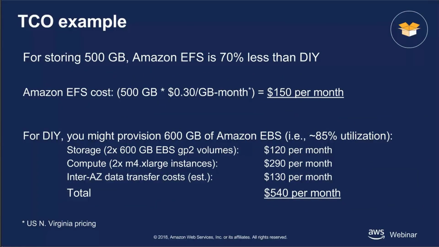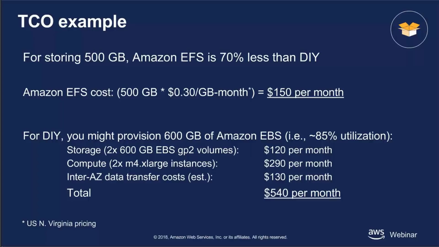All right. In this TCO example, we'll talk a little bit about how you can save money by going to a fully managed EFS solution as opposed to doing it yourself. In this example here, we're using 500 gigabytes of storage, and you can see that just doing the simple math at 30 cents per gig per month, that comes out to $150 per month.